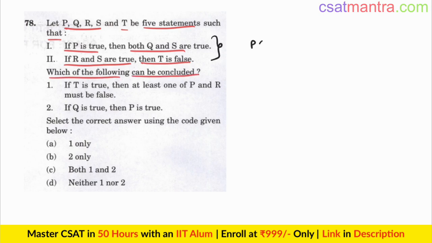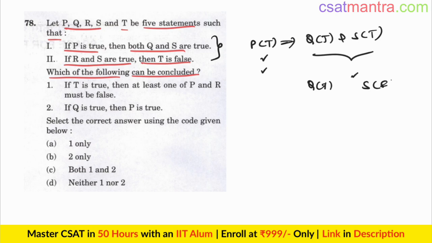First, if P is true, that means both Q and S are true. They both should be true for P to be true. And when P is true, they both are true. If at least one of them is true, then P can be false. Say Q true, S false, or Q false, S true, or Q false, S false.